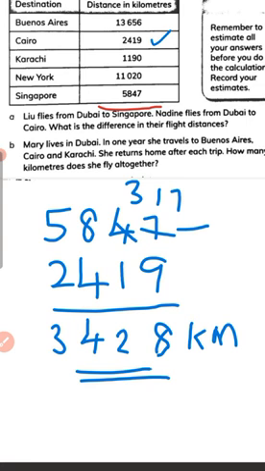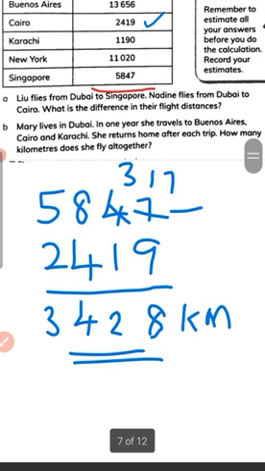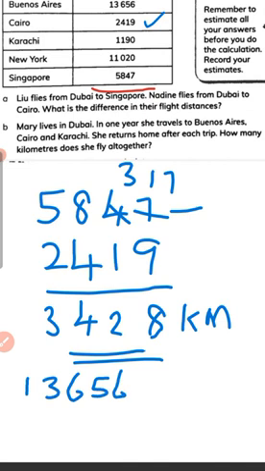Okay. So children, first we have to add the distances. That is 13,656 plus 13,656. That is the distance to Buenos Aires. Why are we adding this number 2 times, children? Because she is traveling from Dubai to Buenos Aires and she returns home after each trip.